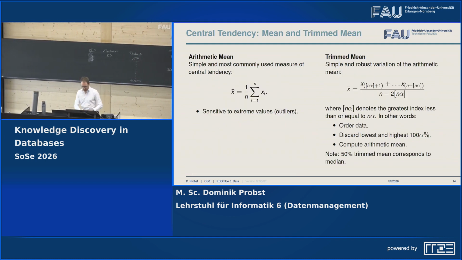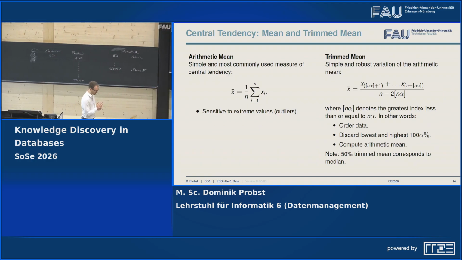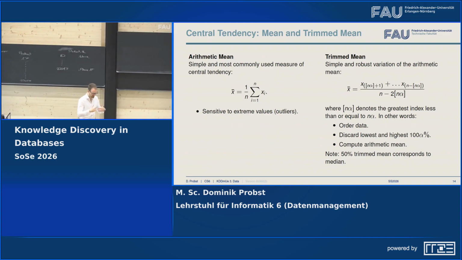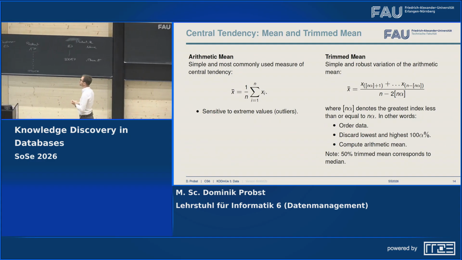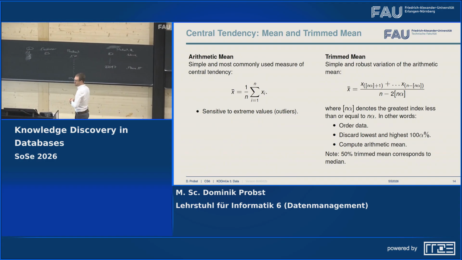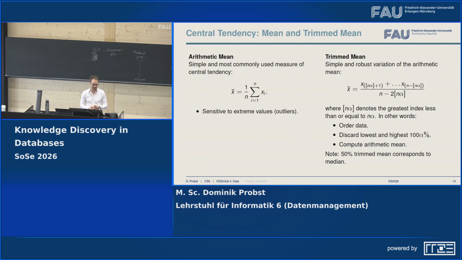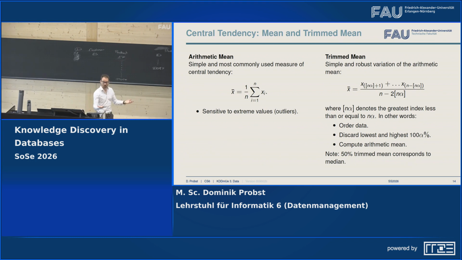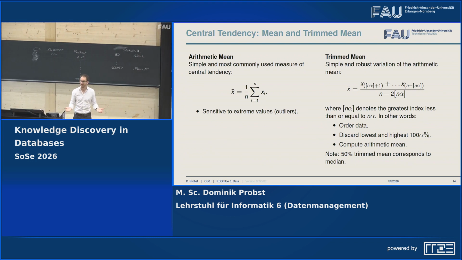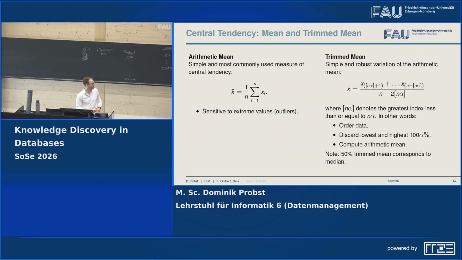Okay, the first and simplest, or one of the simplest methods, statistical descriptions to get to know the central tendency of a numerical attribute is the mean. In this case, the mean most of you might know is the arithmetic mean. The arithmetic mean simply sums up all numerical values you have at hand, adds them up, and divides them through the number of samples.